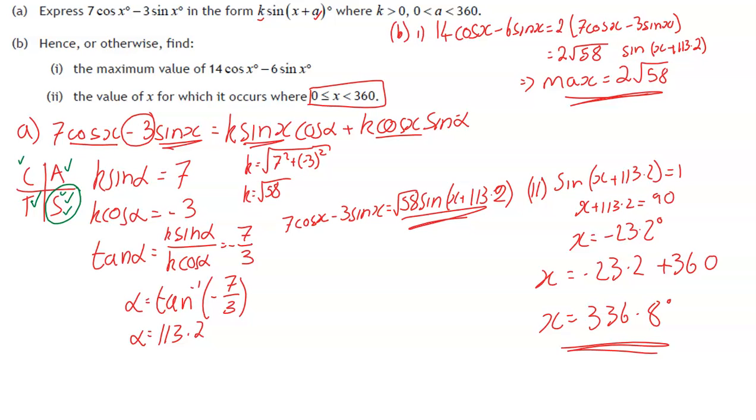Now I can find that by substituting it into either the 2 root 58 sine of x plus 113.2, or even going back to my original equation and substituting it into there. I'll find the correct solution for either of those regardless of what I do.